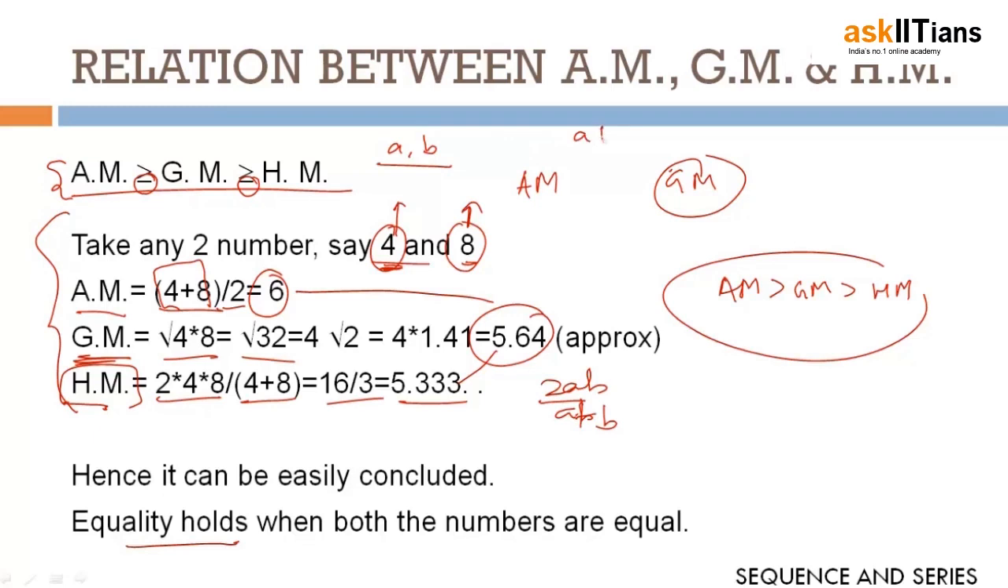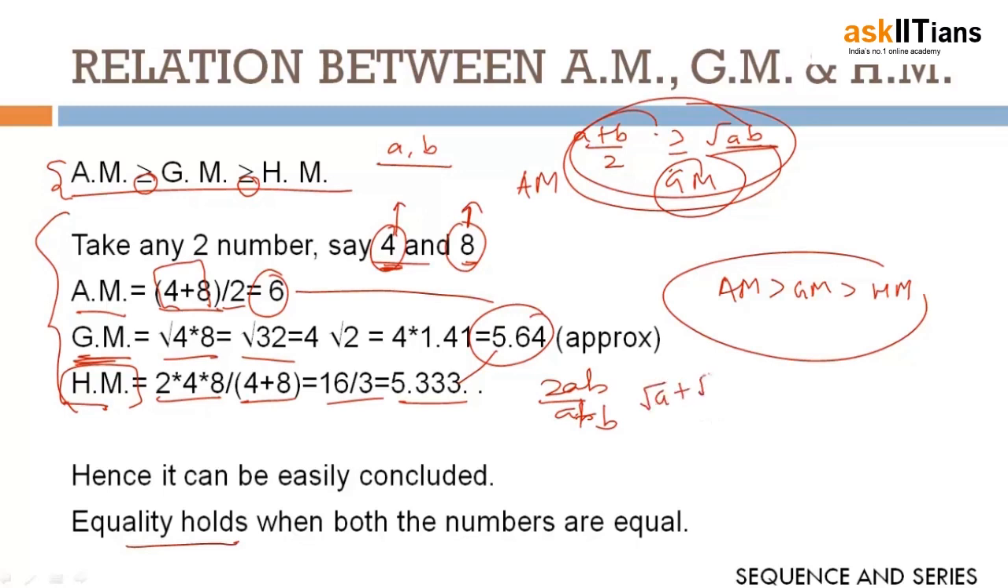So by using this, they have written (a plus b) by 2, and then they have shown that this is greater than root ab using analytical methods. So how do we do that? If this is given, this will be the GM, okay, so first have a look at this.